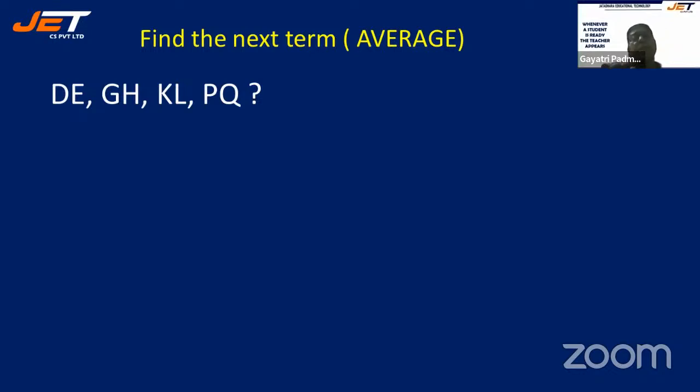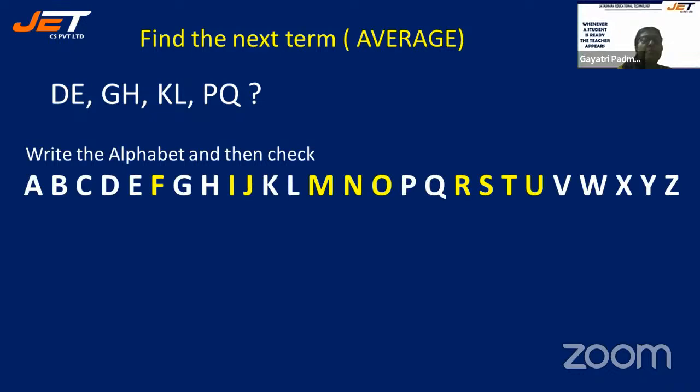And this question is mediocre, that is average. Not very easy, not very difficult. See the question. We have DE, GH, KL, PQ. Now write the alphabet and see where these letters are coming. So we have D. Just a second, let me use a pen. Here we have DE. After that, you have GH. After that, you have KL. After that, you have PQ.